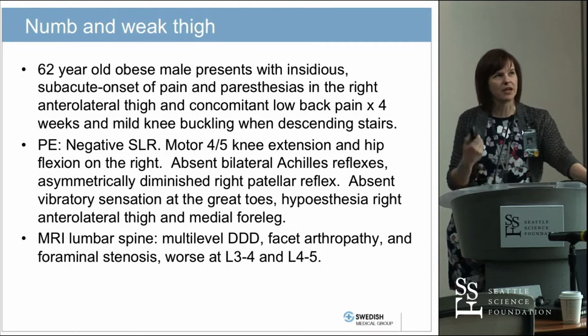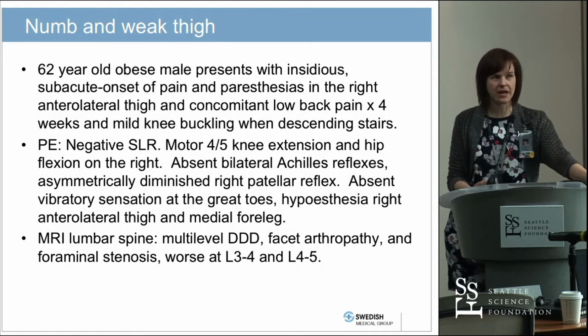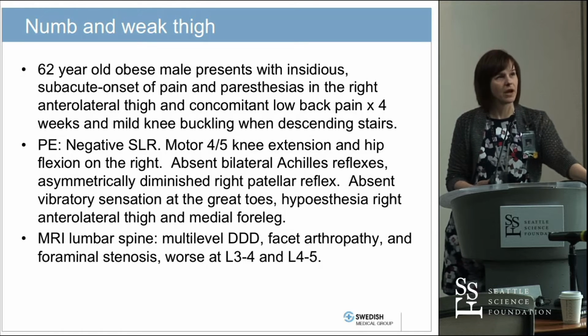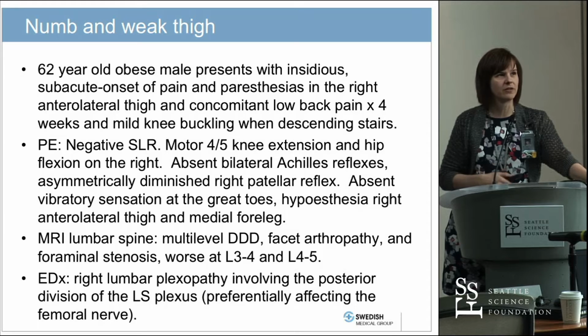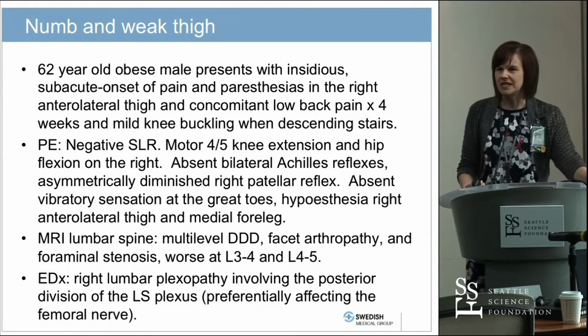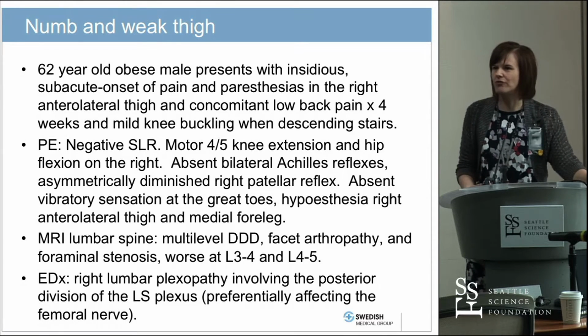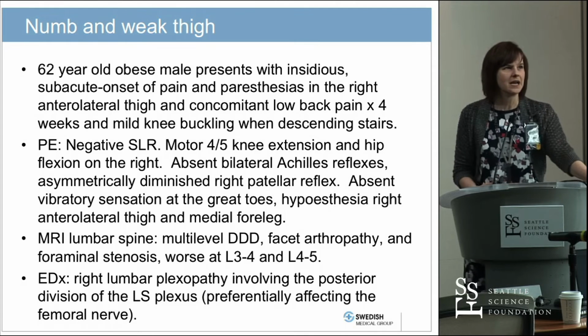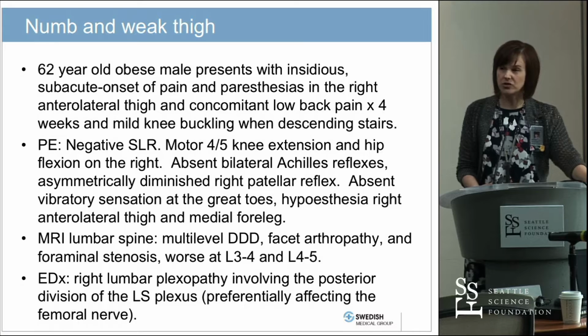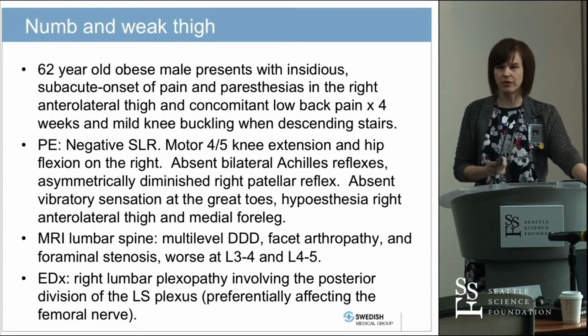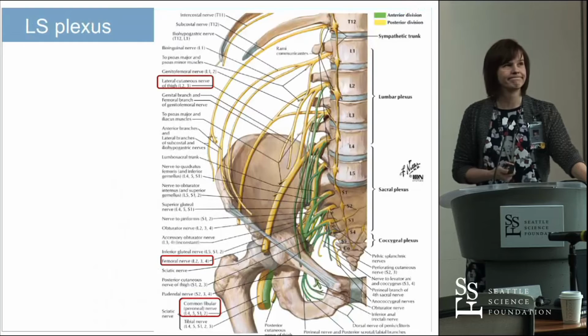And of course, his MRI looks like most 62-year-olds with a lot of multi-level facet changes, foraminal stenosis, worse at typical levels. So, we all see this, and it's easy to go to L4 radiculopathy, but in this case, electrodiagnostics confirmed a lumbar plexopathy involving the posterior division of the lumbosacral plexus, preferentially affecting the femoral nerve.